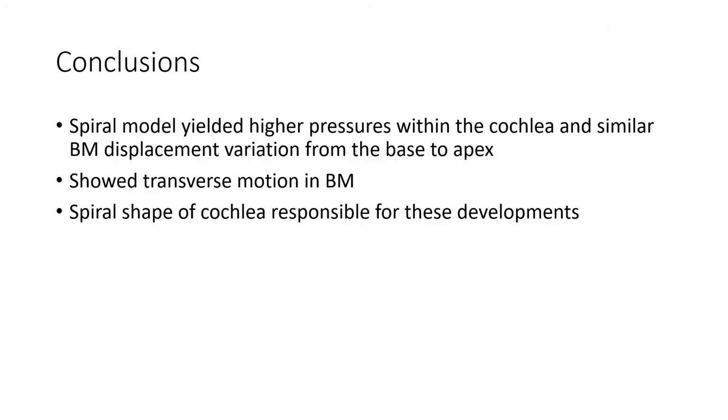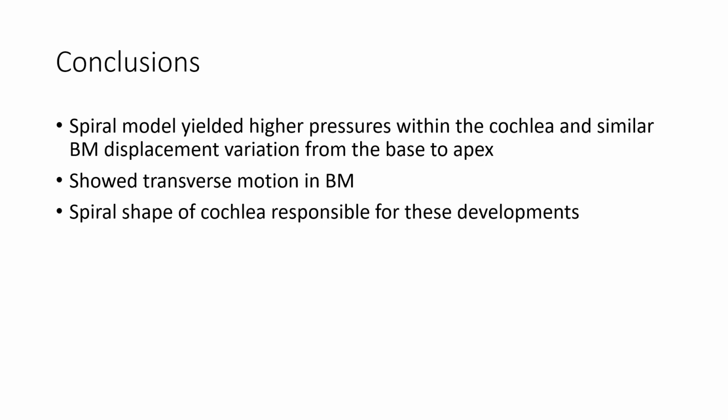The results of the spiral cochlea model showed much higher pressures within the cochlea than the straight cochlea model. Both models had similar trends regarding the pressure difference across the basilar membrane and basilar membrane displacement variation. The spiral model alone showed transverse motion and asymmetrical pressure distribution near the apex of the cochlea. Because the spiral shape of the cochlea is the only substantial change in this model, it can be assumed that the spiral shape is responsible for these developments.